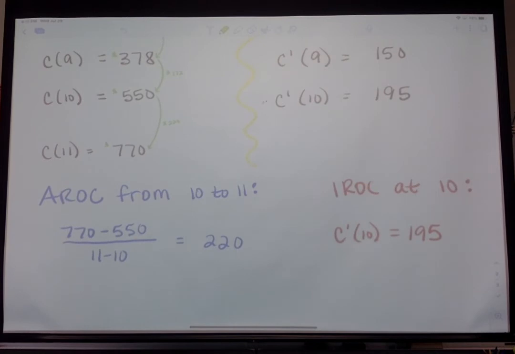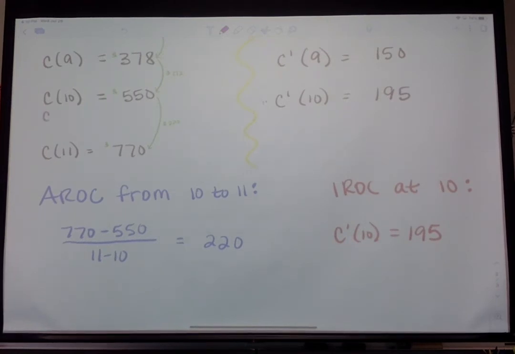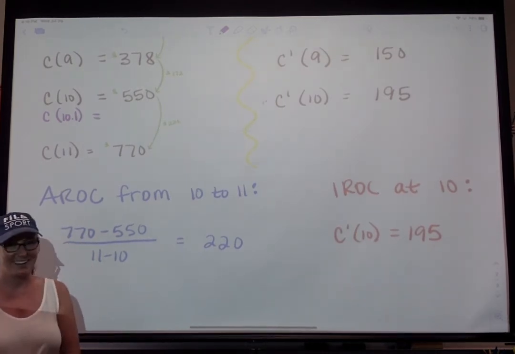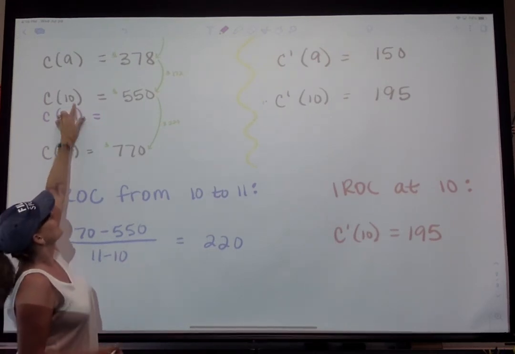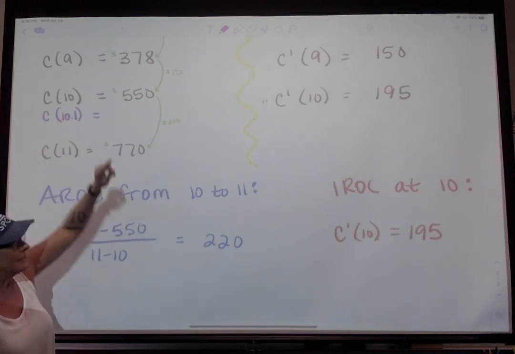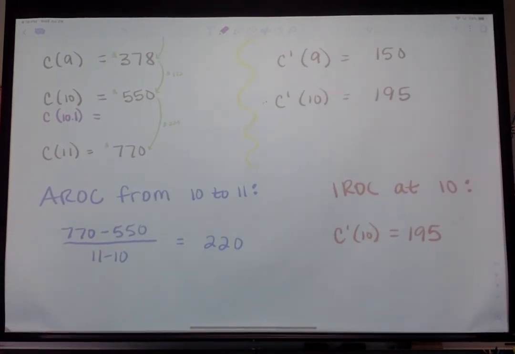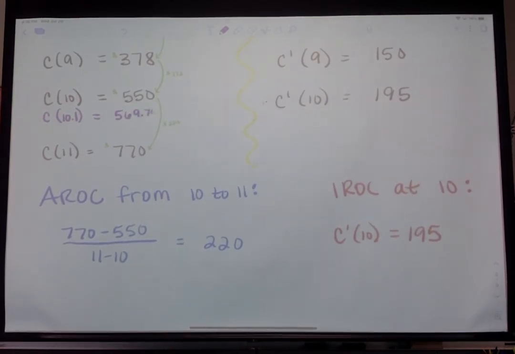You know what would be great? Up here, if I could, let me pick a color I haven't used, like purple. How about C of 10.1? Let's use 2 points that are closer together instead of all the way out at the next integer, which is 11. C of 10.1. I did the math. You know what I got? I got 569.74.